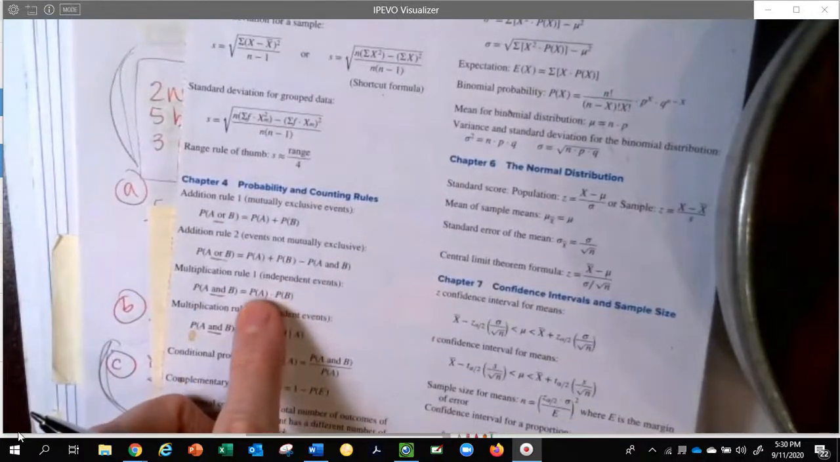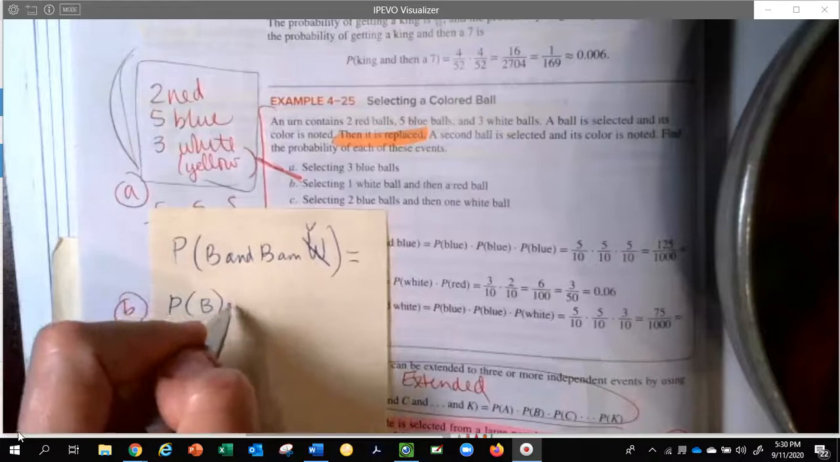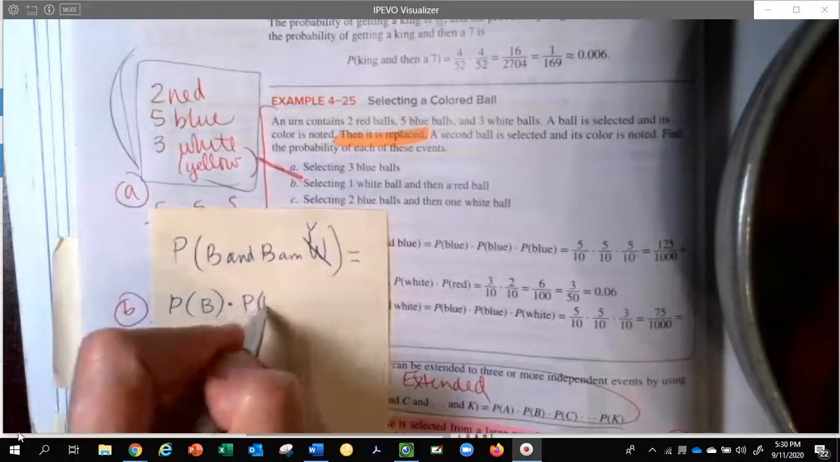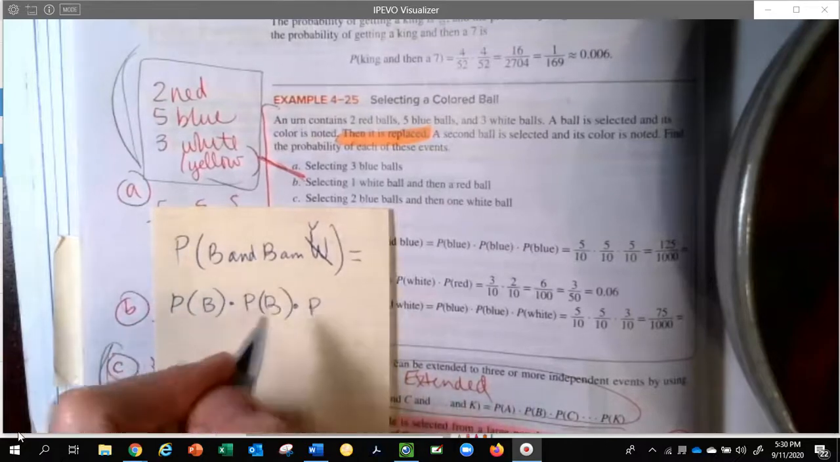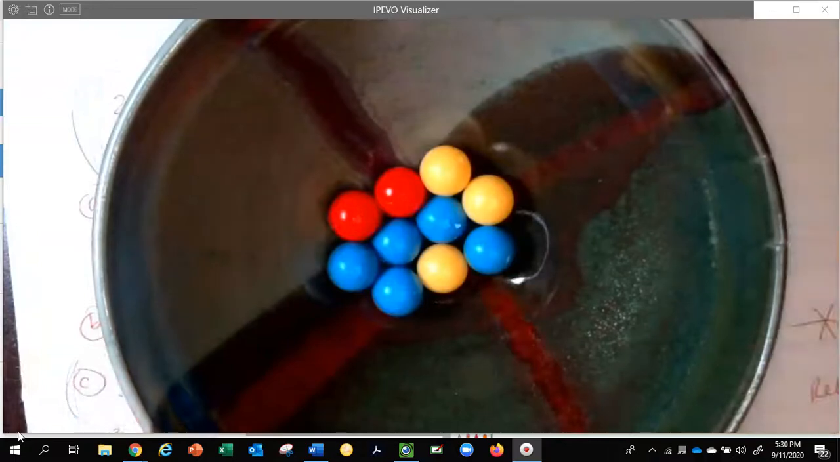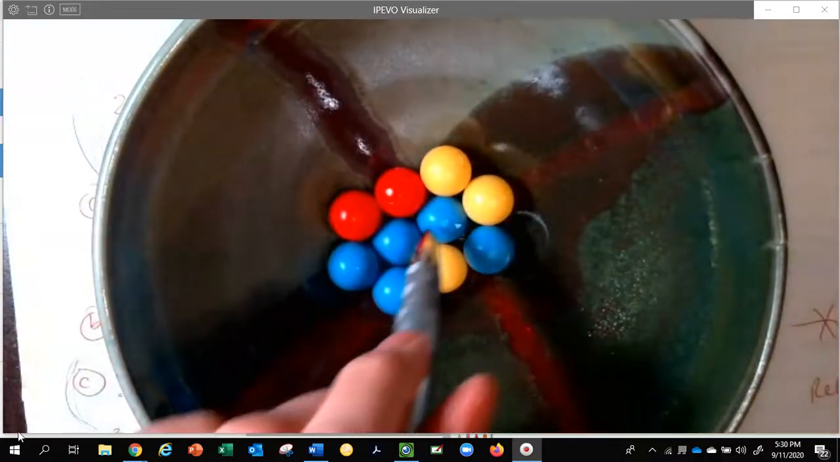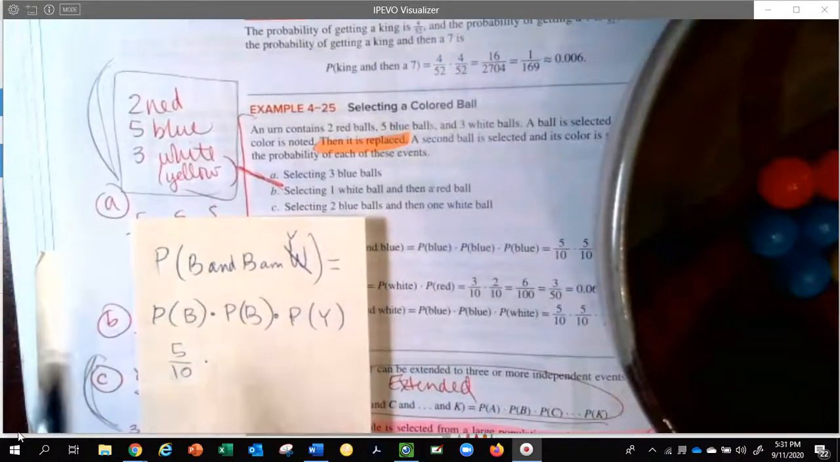I'm going to take the probability of the first one times the probability of the next one times the probability. In other words, what's the probability of getting a blue? And I'm multiplying it times the probability of getting another blue, and then the probability of getting a yellow. So when I look in this bowl, the probability of getting blue is 1, 2, 3, 4, 5 out of 10. So this first probability is 5 out of 10.